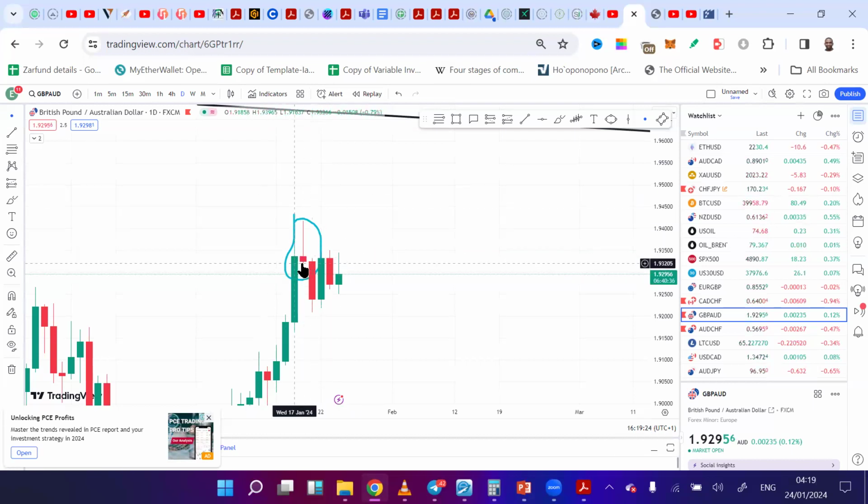This candle has a body that is quite small. It's not that large. Then we have a long wick at the top. We have a long wick too at the bottom, but the one at the bottom is much shorter than the one at the top.